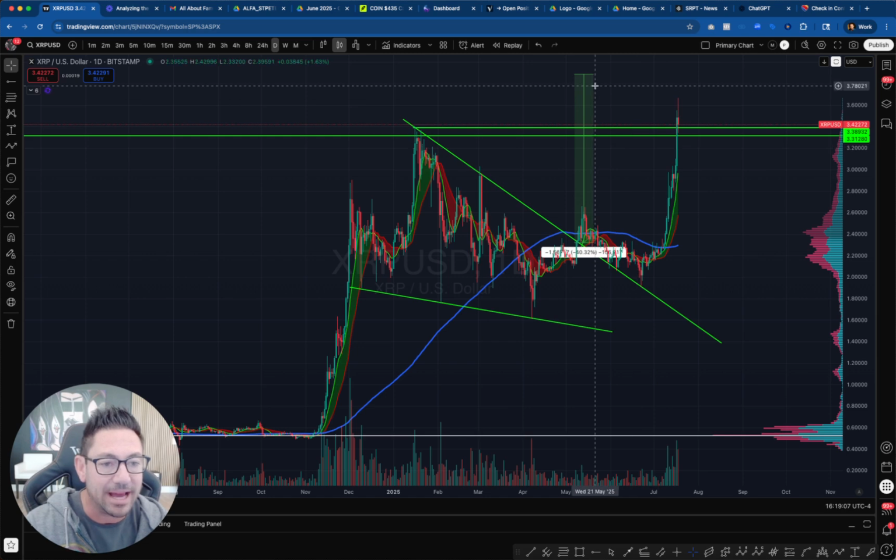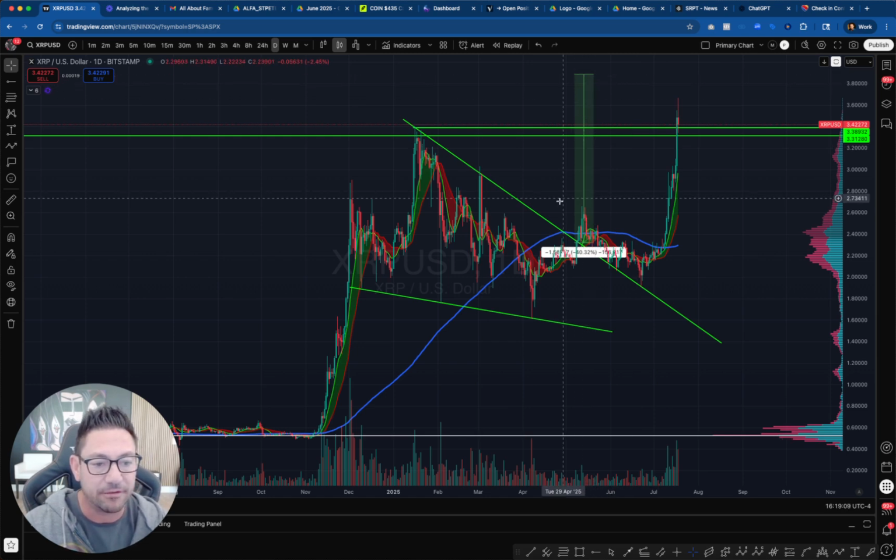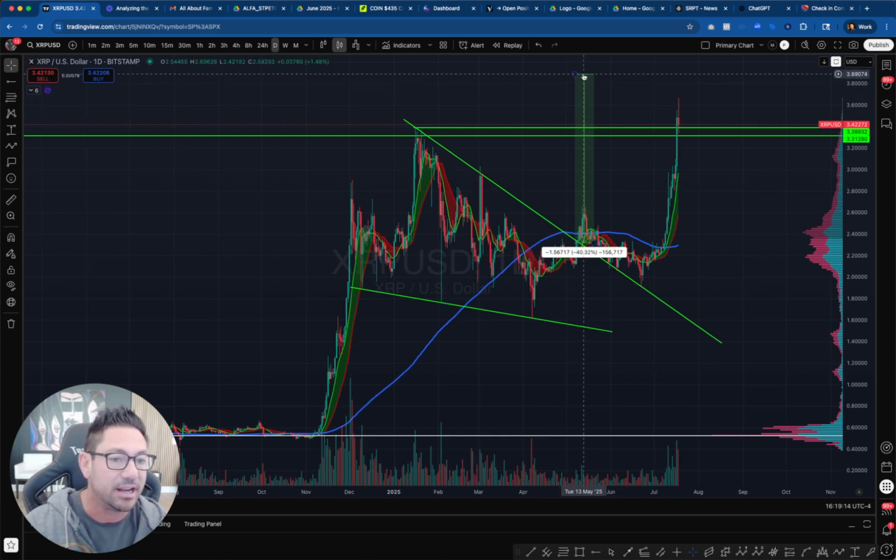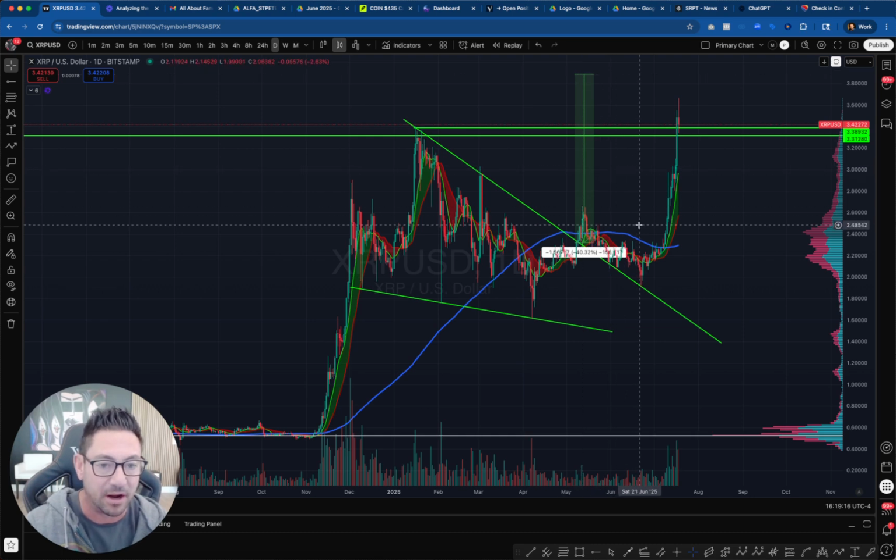So technically we haven't hit our target. Our target from the breakout of that wedge would technically be $3.89. Okay, so keep that in mind, right?